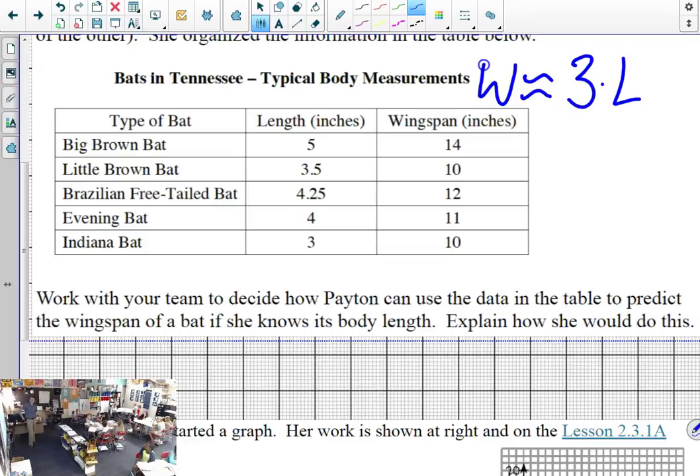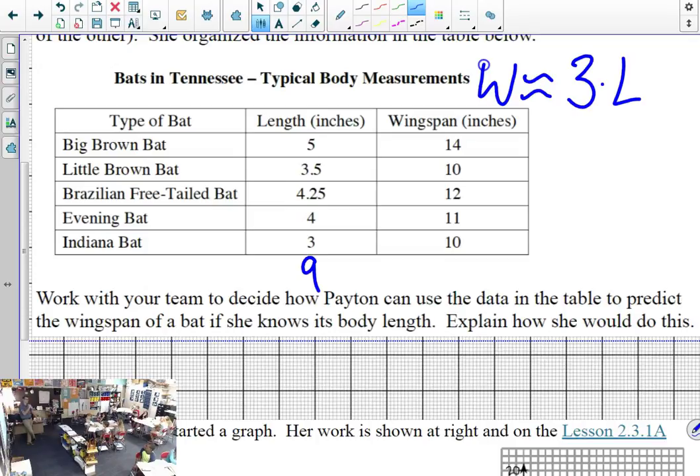So we're saying for a bat, their wingspan is about 3 times. For a human, it would be about equal. What else? What if I gave you, we found this new bat that had a body length of 9. What could you say about that compared to the bat with body length 3 and wingspan 10?